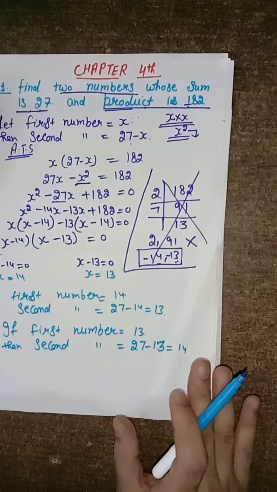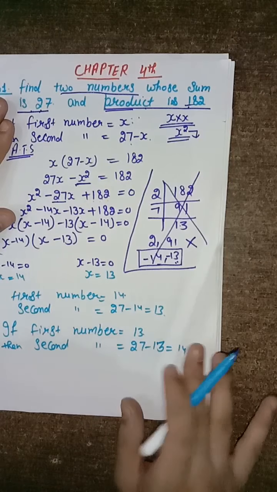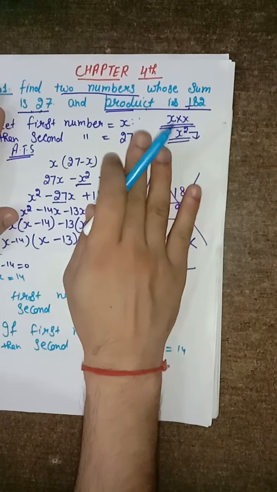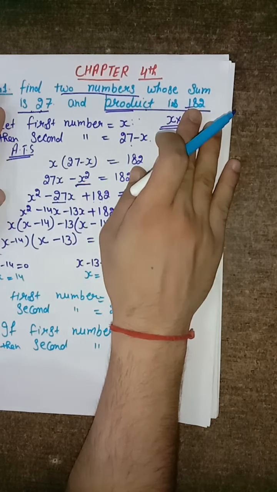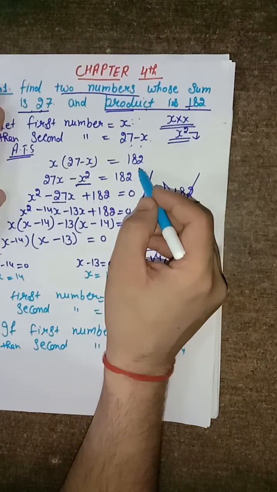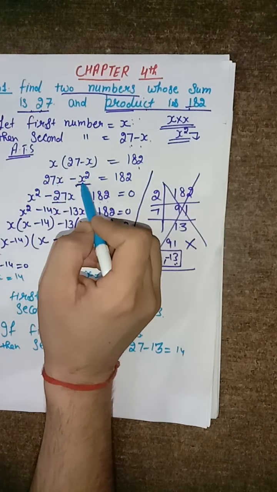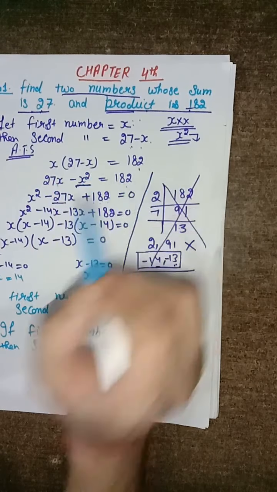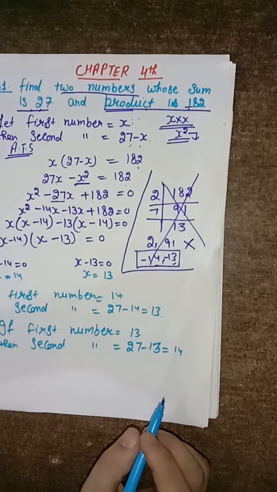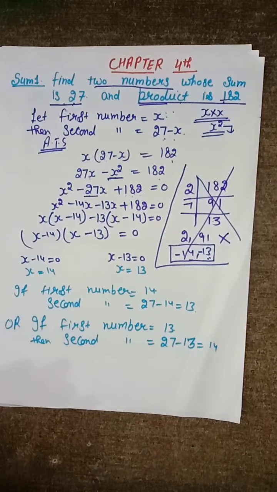Let's repeat. So first of all, we let first number x, and then second number will be according to statement 27 minus x. Now according to statement product is 182. We simply multiply first number with second number and put it equals to 182. Now 27x minus x square equals 182, and then we have solved it by the method of factorization method. Student, note down it.